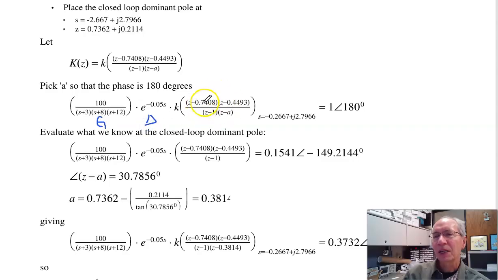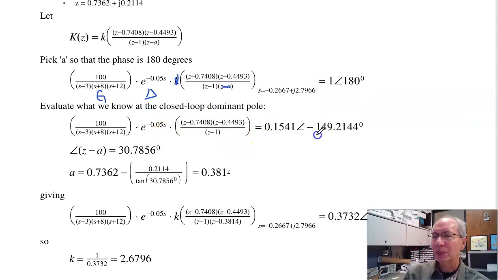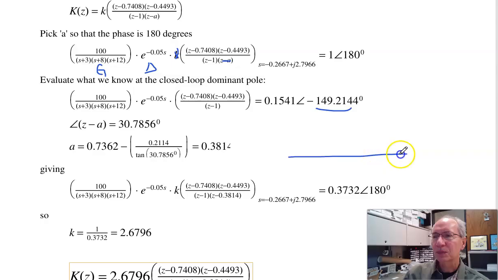Here's K(z). I'm going to cancel the pole at -3, which in the z-plane is 0.74. Cancel the pole at -8, which is 0.44 in the z-plane. Add a pole at s equals 0. Add another pole so the angles add up to 180. Add a gain K to make the gain 1. Now let's analyze everything I know. I don't know K. I don't know A. Analyze everything else. I get -149 degrees. That tells me the angle of A is 30 degrees.